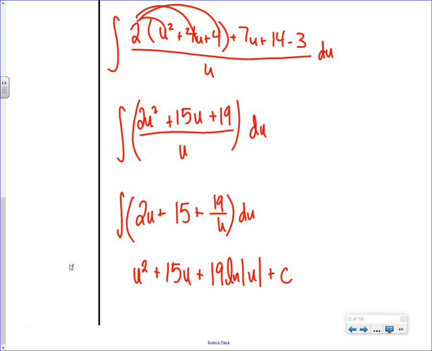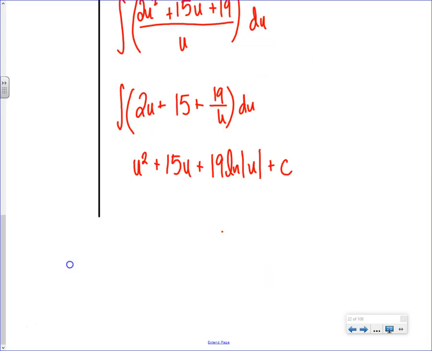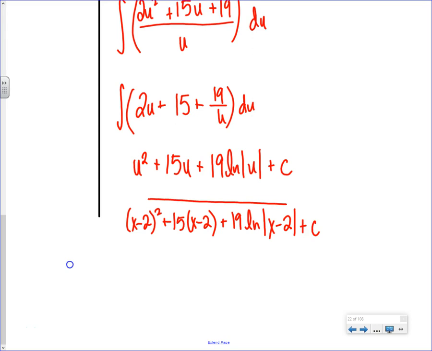Who is u? I've lost them. You guys have them written down. x minus 2. So I end up with x minus 2 squared plus 15 times x minus 2 plus 19 times ln of x minus 2. Can we just say if they wanted us to FOIL and combine, we'd do what we have to do, but for right now, we'll just be done? Is that okay?